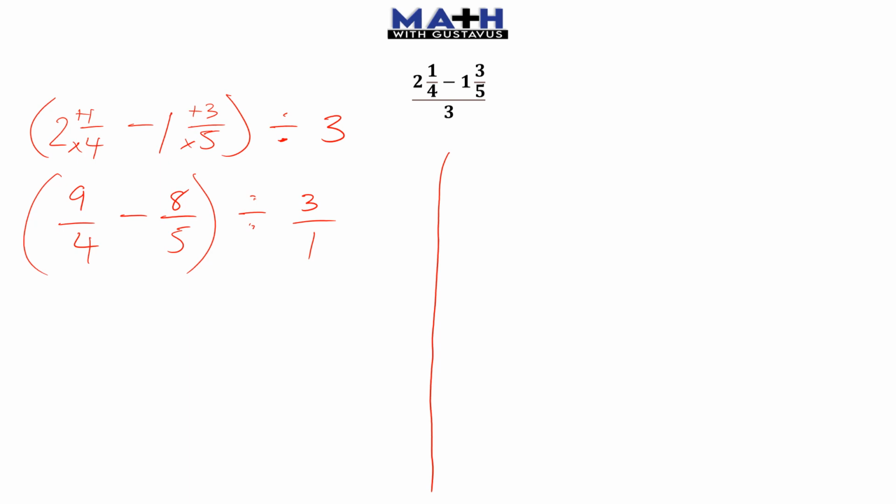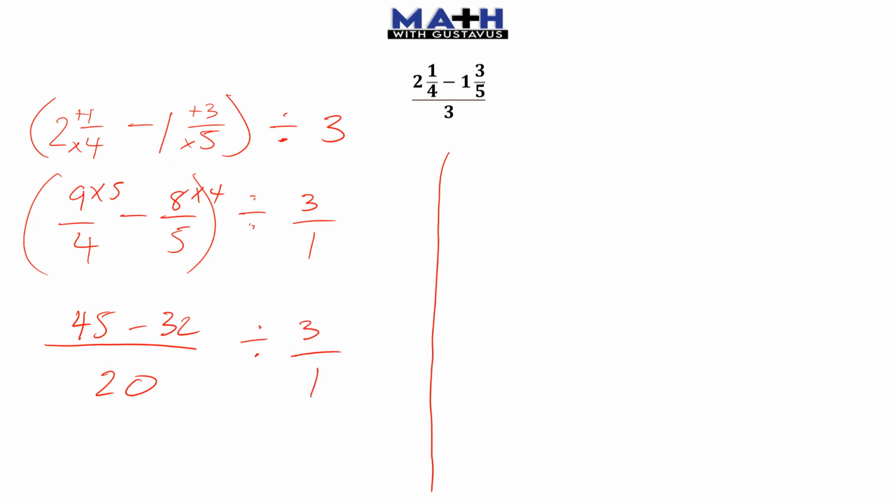Now, in parentheses, we are subtracting, and as such, we need to find a common denominator. Now, the lowest common multiple of 4 and 5 is 20. So let's divide 4 into 20. That goes 5 times. So 9 times 5, that gives us 45. Minus, then 5 into 20. That goes 4 times. So 8 times 4, that's 32. Then we are going to divide that by 3/1.